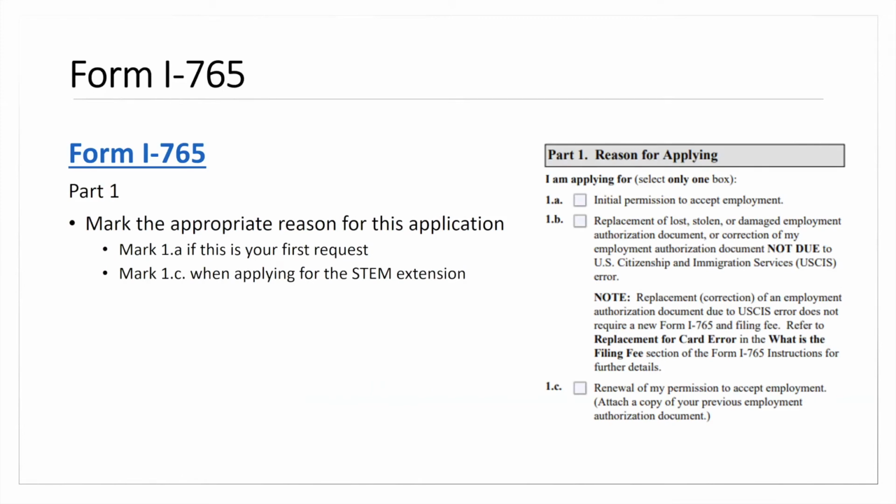On the form I-765, we're going to go over some various sections of this form just to highlight some common mistakes. Now, it seems really obvious, but when you're filling out the form, you want to mark the reason that you're applying. I've had students who've left this blank or they've marked initial regardless of when they're applying. If it's the first time that you're applying for an EAD card, you're going to mark 1A, initial permission to accept employment. If you're renewing your EAD card because you're applying for that STEM extension, you're going to mark 1C, which is that renewal of permission to accept employment. And then you're going to include with that request a copy of those EAD cards.